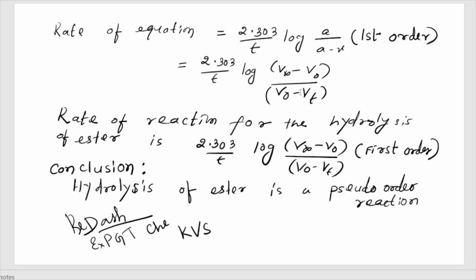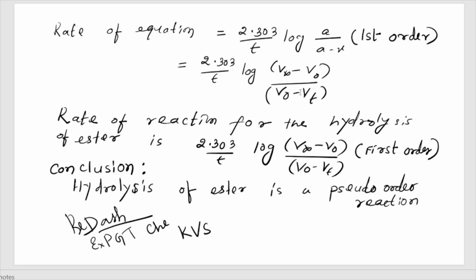But if it is continuing for long, because hydrolysis of ester generally proceeds for a long time, maybe 24 hours, 2 days, 3 days also, that is why you take V infinity minus V0 as the value a. So a is proportional to V infinity minus V0. And a minus x is equal to V infinity minus Vt. V0 means the initial concentration. So V infinity minus Vt is a minus x.